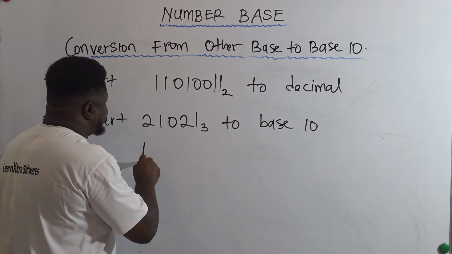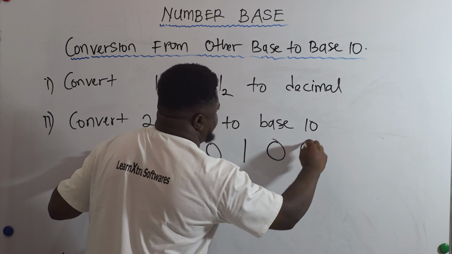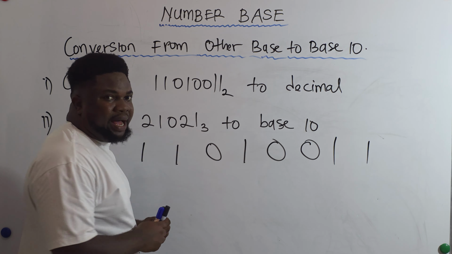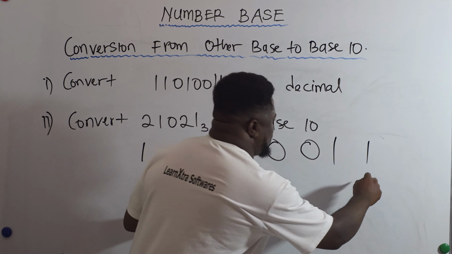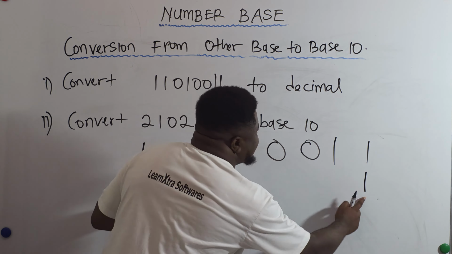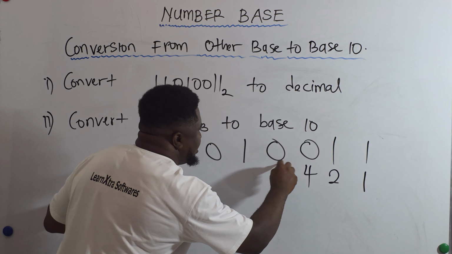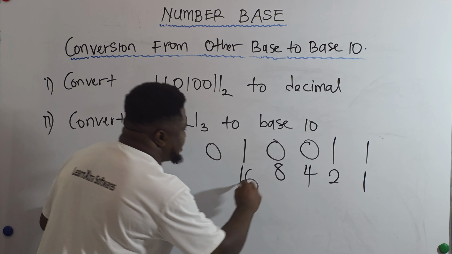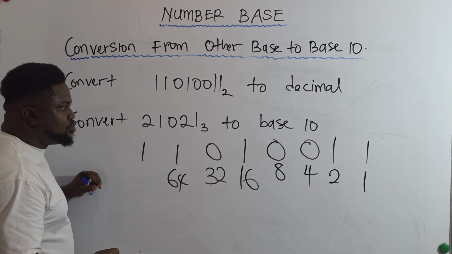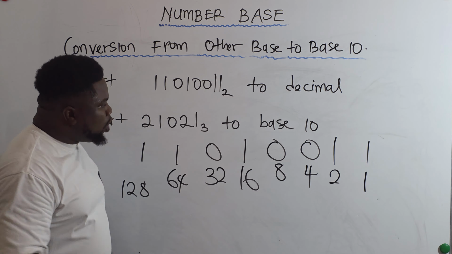I have here 1, 1, 0, 1, 0, 0, 1, 1. It's in base 2. So remember, the positions go like this. Start from 1, right? In base 2 means multiply everything by 2. So 1 times 2, 2. Times 2, 4. Times 2, 8. Times 2, 16. Times 2, 32. Times 2, 64. Times 2, 128.